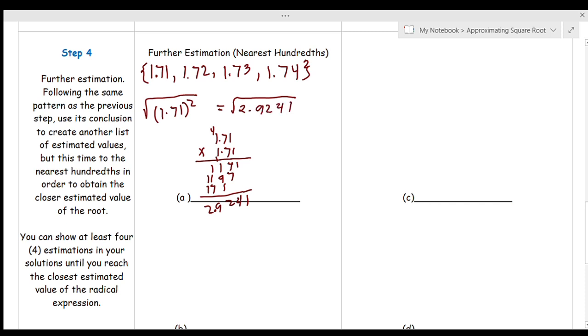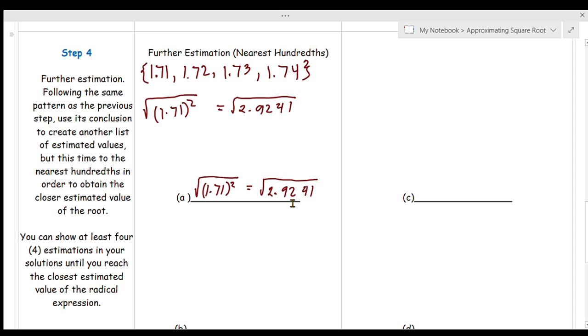2.9241. So, the square root of 1.71 raised to 2 is equal to the square root of 2.9241. Next, we go to the second one, 1.72.